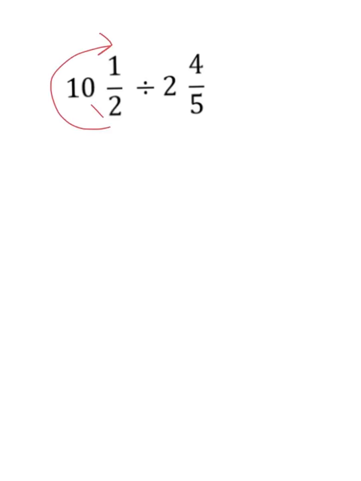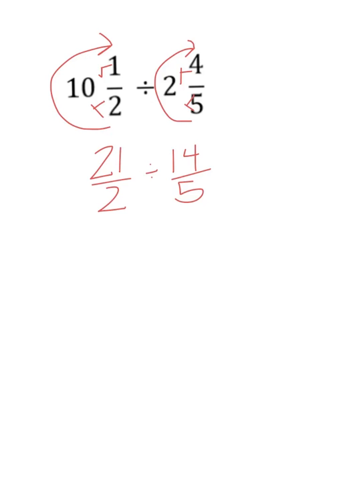We're going to go 2 times 10 plus 1. So 2 times 10 is 20, plus 1 is 21 halves, divided by, same thing for this, go around here. So 2 times 5 plus 4, 2 times 5 is 10, plus 4 is 14 fifths. I'm keeping those denominators the same.